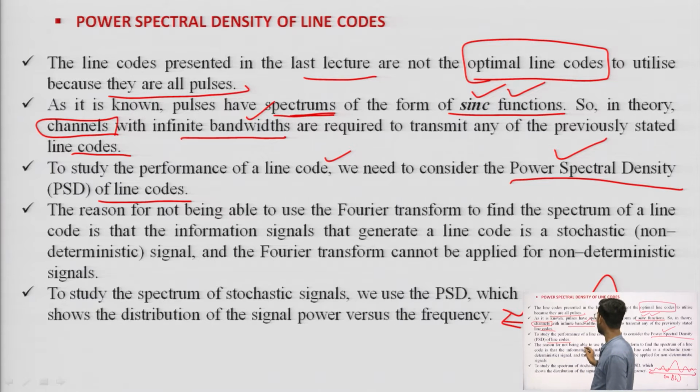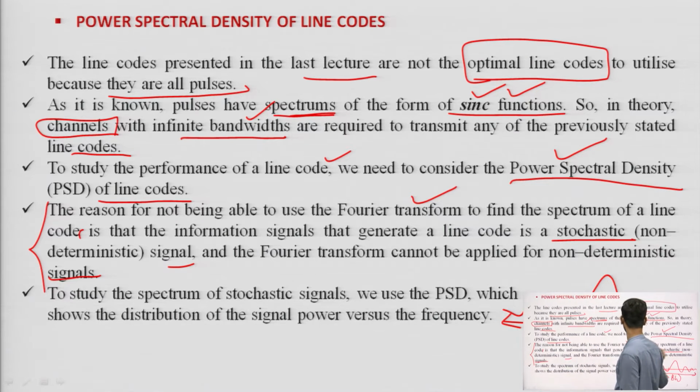So, the reason for not being able to use the Fourier transform to find the spectrum of a line code is that the information signal that generates a line code is a stochastic signal, that is a non-deterministic signal, and the Fourier transform cannot be applied for non-deterministic signals. So, what is happening here? In general, we have non-deterministic signals. There are two types of signal, deterministic and non-deterministic, which is also known as a stochastic signal.